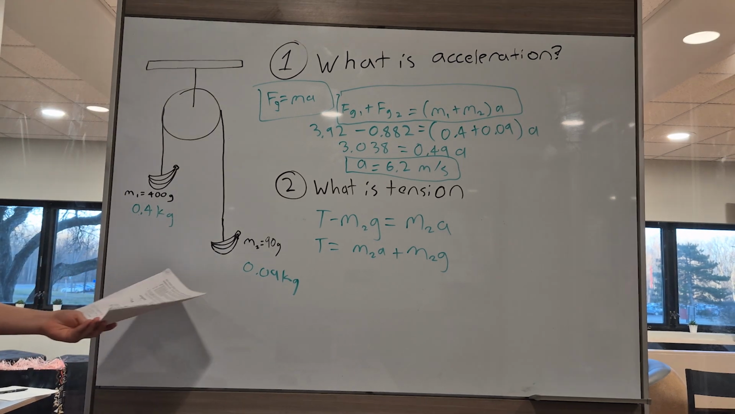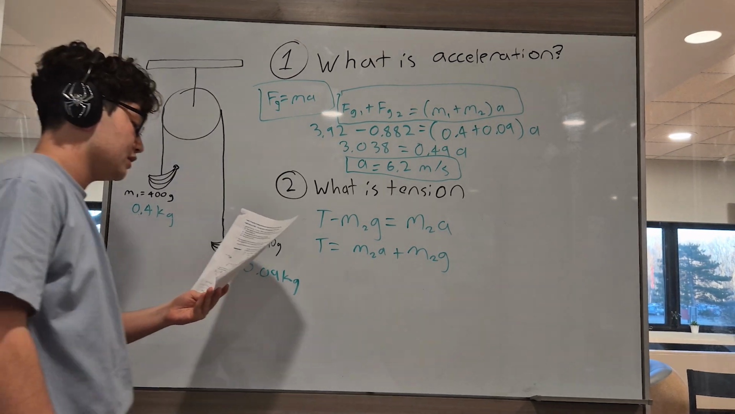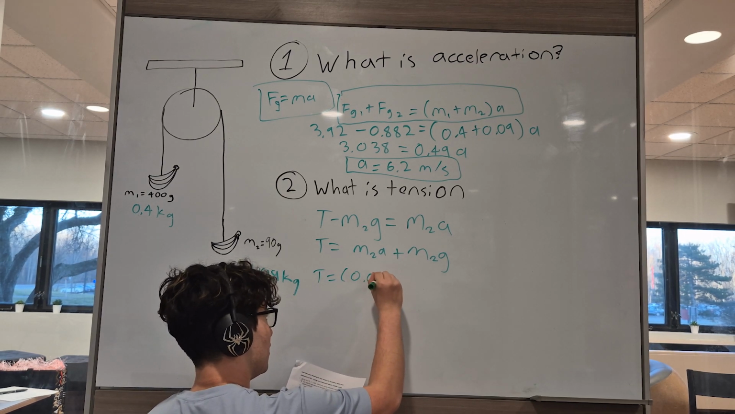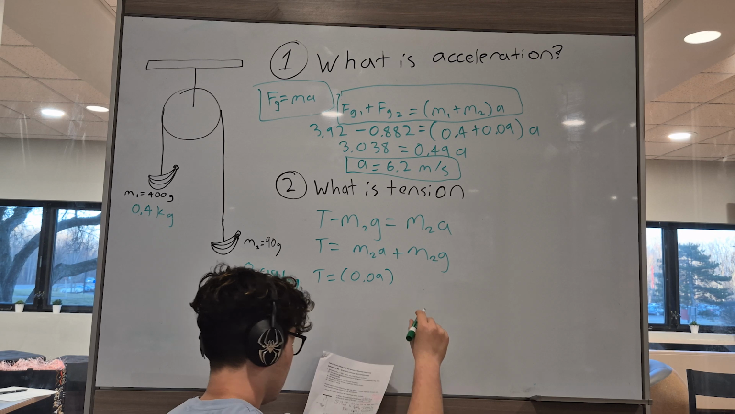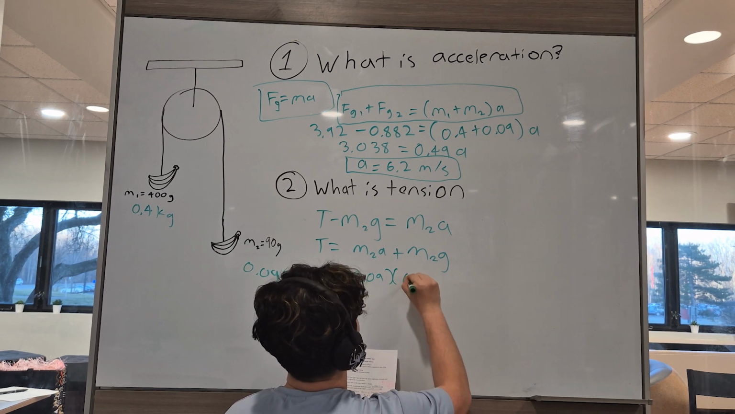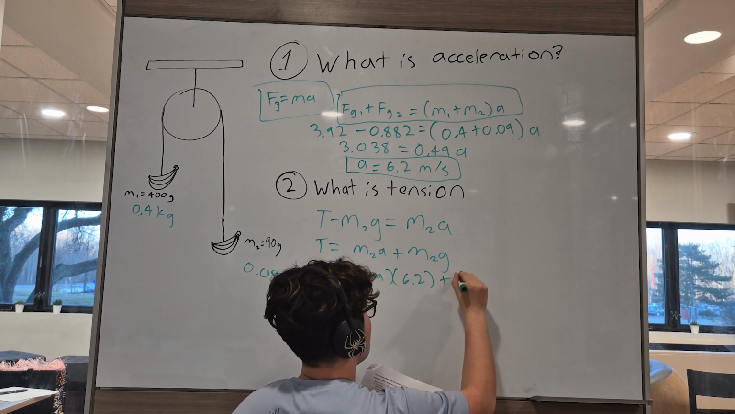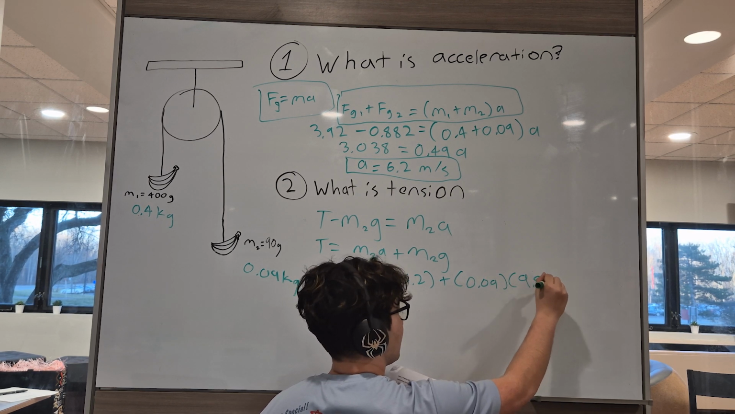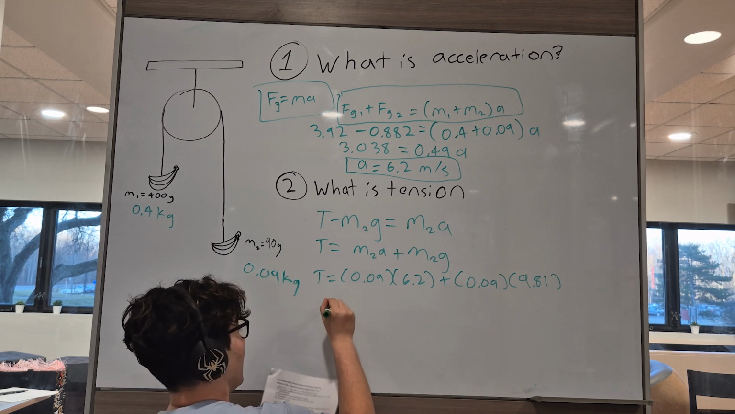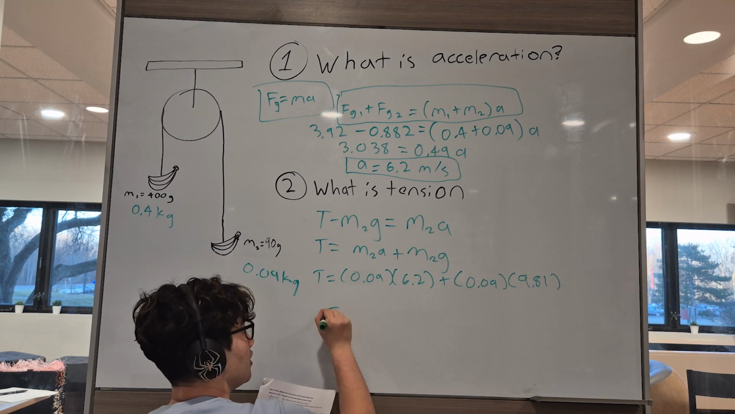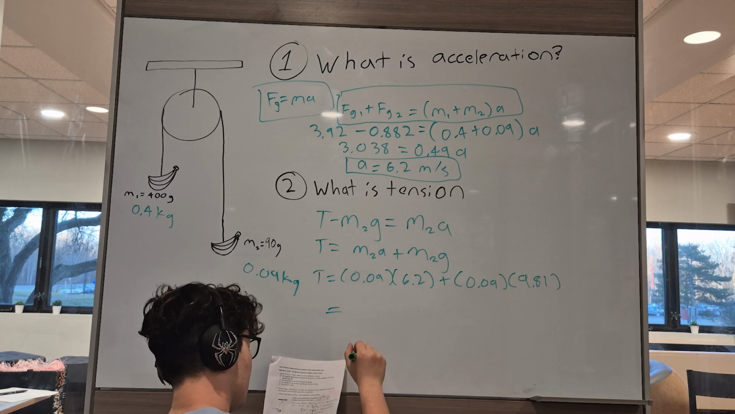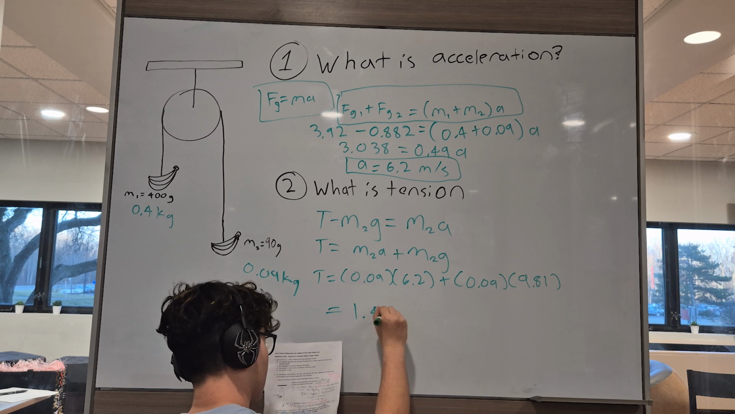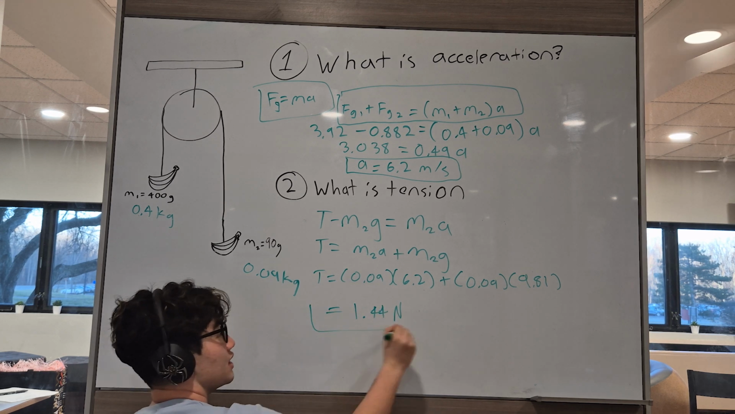So using the mass number 2, 0.09, we can simply plug in. So T equals 0.09 times 6.2 plus 0.09 times 9.8, or 9.81 if you want to be extra specific. And when you multiply all these together, it should add up to 1.44 newtons. And that's our answer.